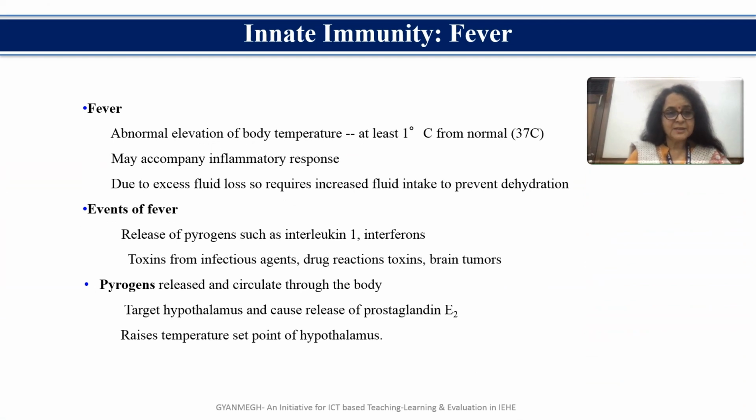Then comes fever, which is an abnormal elevation of body temperature by at least 1 degree centigrade from normal, that is 37 degrees centigrade. It may accompany the inflammatory response, and due to excess fluid loss it requires increased fluid intake to prevent dehydration. These are the events of fever: release of pyrogens such as interleukin-1, interferons, toxins from infectious agents, drug reaction toxins, and brain tumors. Pyrogens which cause fever are released and circulate throughout the body. They target the hypothalamus and cause release of prostaglandins, which raise the body temperature.